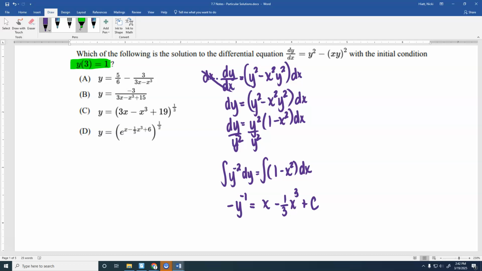So I've got the point y of 3 equals 1. So I got the point 3, 1. So I'm going to plug those values in. 3 is my x, 1 is my y. All right. I'm also going to rewrite negative y to the negative 1. I'm going to write it as negative 1 over y. So I've got negative 1 over the y is 1. And then I've got 3 minus 1/3 times 3 cubed plus c.